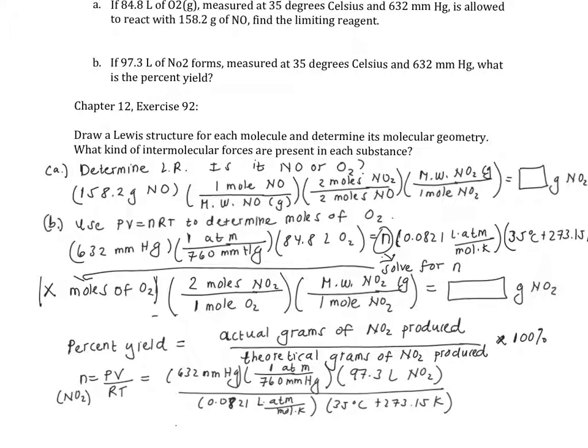Okay, so this video is to help you with solving your Chapter 11 problem. Here it's a gas problem integrated with limiting reagent. For the first step of the problem, we need to determine what the limiting reagent is. We're given that we have 158 grams of nitrogen monoxide. We're not directly given the amount of oxygen.